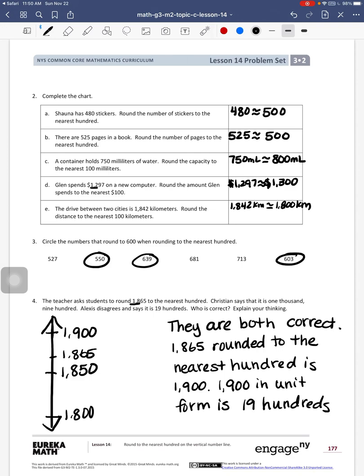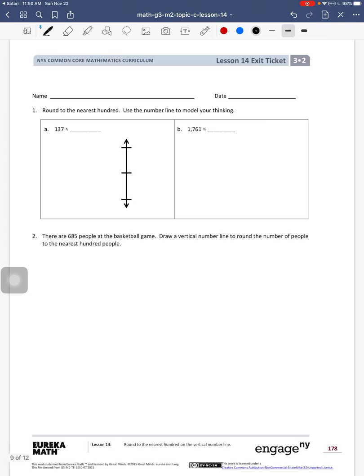And so Christian says it's 1,900. Would 1,865 round to 1,900? Yes. But if we look right here, we see 19, which would be 1,900. So the answer is they are both correct. 1,865 rounded to the nearest 100 is 1,900. All right, how'd you do? Now press pause and do your exit ticket.